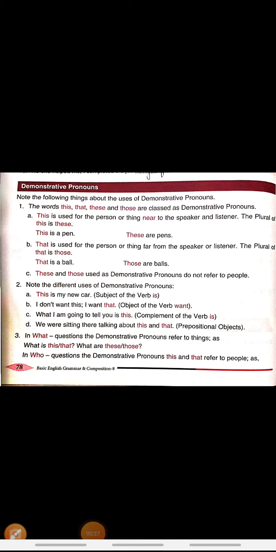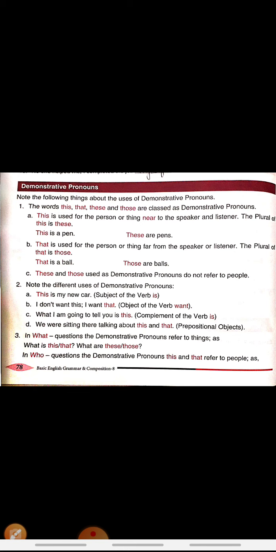Now note the use of demonstrative pronouns. This is my new car. Now, here, this is the subject of the verb is. I don't want this, I don't want that. Now, here, that is the object of the verb want.